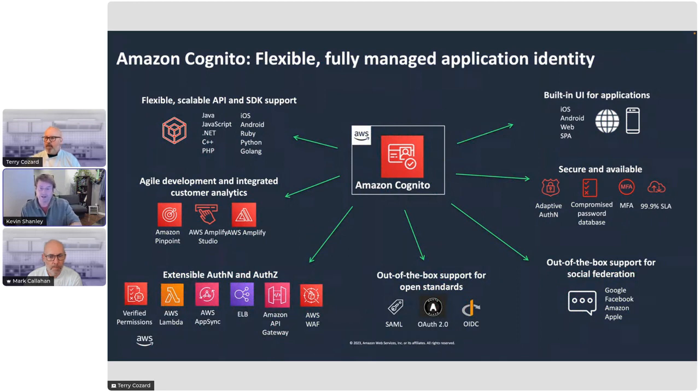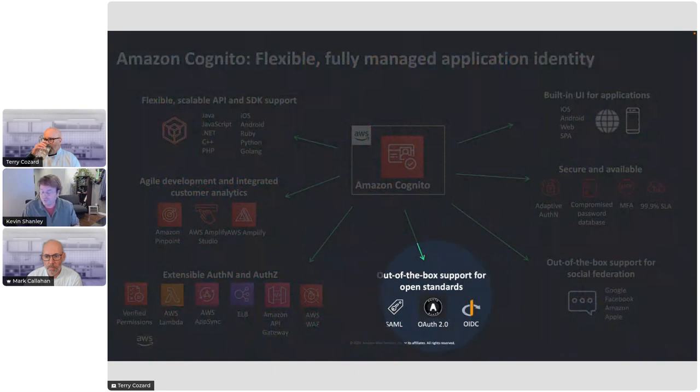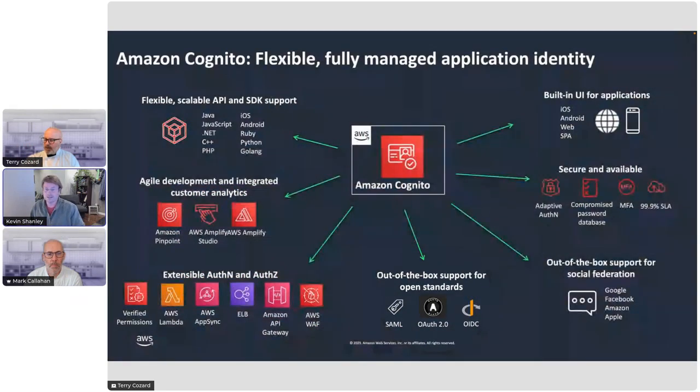Well, if we start there at the bottom with the out-of-the-box support for open standards, it's maybe first and foremost a federation hub. It is an identity provider and a service provider. So you can log into any of your workforce providers, other identity providers, even social providers, and then have us, essentially with your identity in that hub, send you on downstream to applications with OAuth and OpenID Connect.